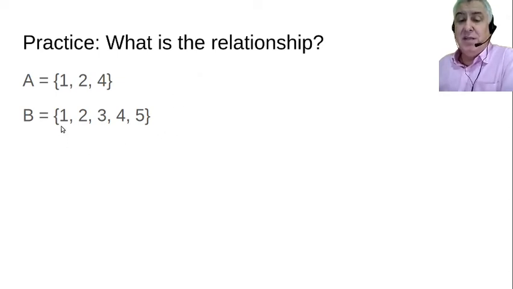The first thing we can look at is the number of elements. This one has 3 and this one has 5. So there is something in B that is not in A for sure. So B cannot be a subset of A. A may be a subset of B, and we have to check. There are 2 ways we can do that. One is to check the elements. Is 1 in B? Yes, it is. Is 2 in B? Yes, it is. Is 4 in B? Yes, it is. So then A is a subset of B.